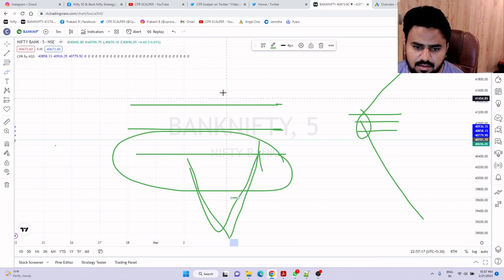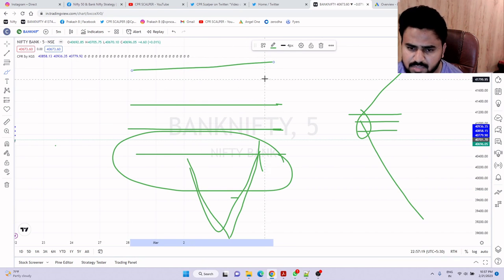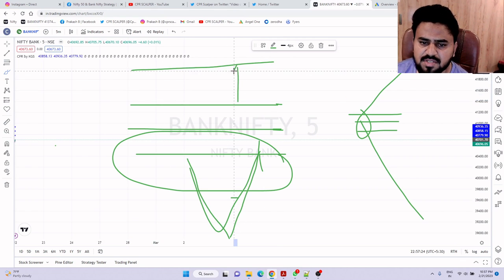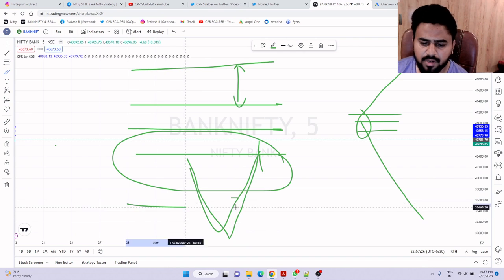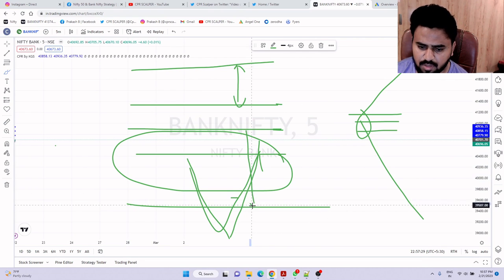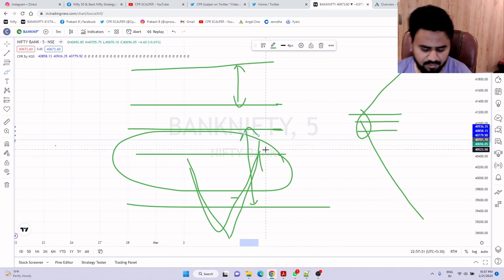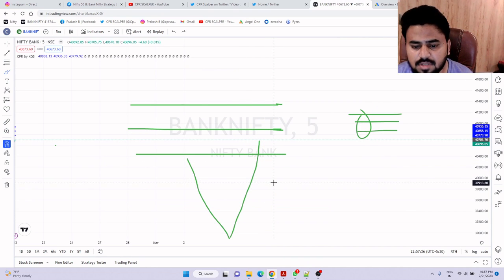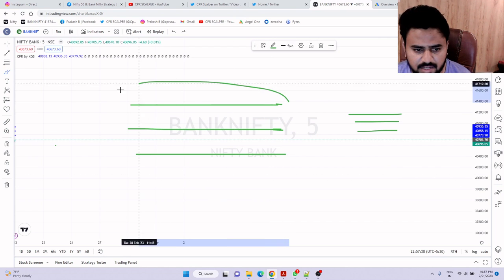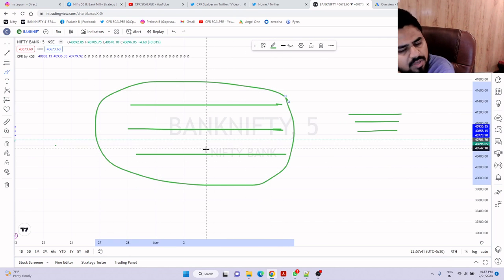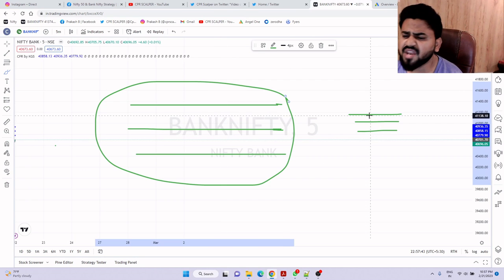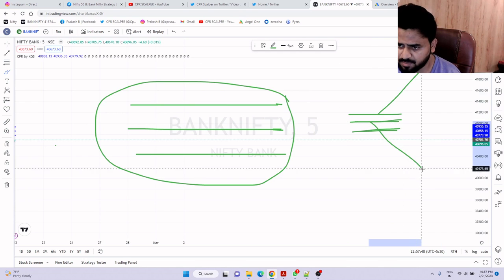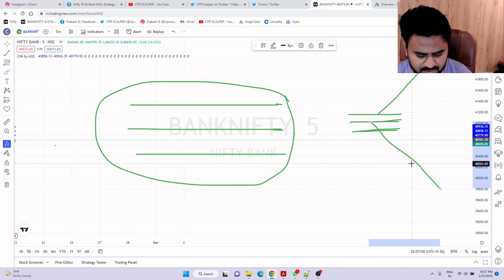CPR and PDL, CPR and PDH. PDH means previous day high, PDL previous day low. So it will be ranging between previous day high and CPR, and between previous day low and CPR. Normally, if it is a very wide CPR, it will come and attach to the CPR. So CPR gives a strong support and resistance on these kinds of days. Wide CPR means price will be very near to this. Narrow CPR means price will be pushed away from the CPR. That's when we get trending days basically.